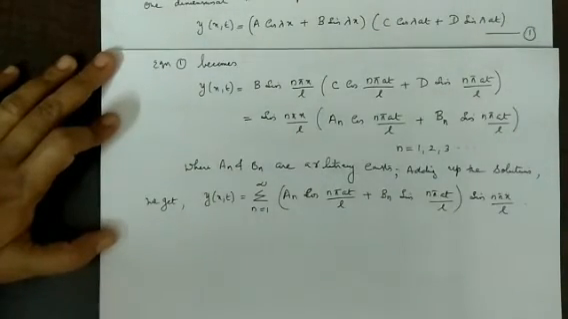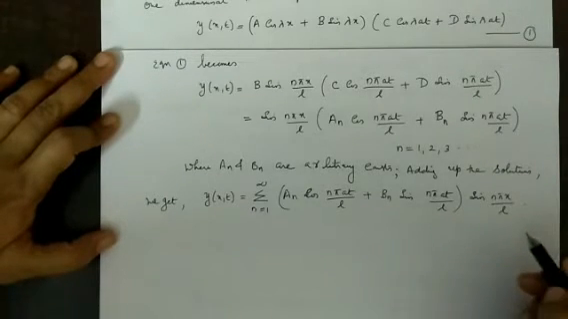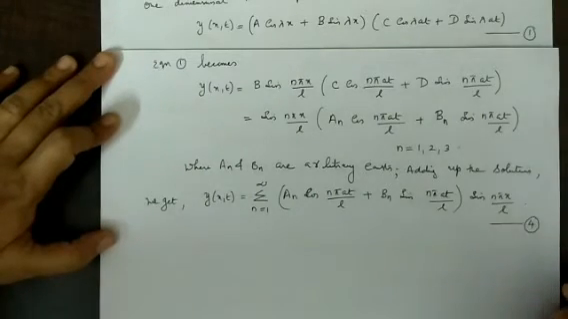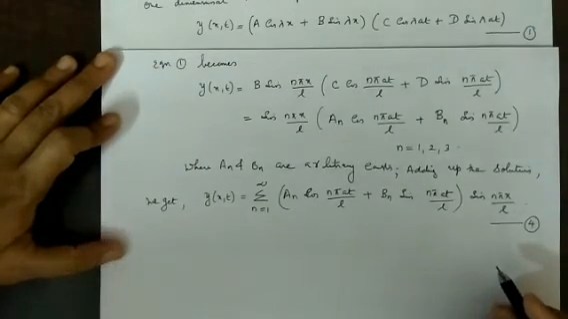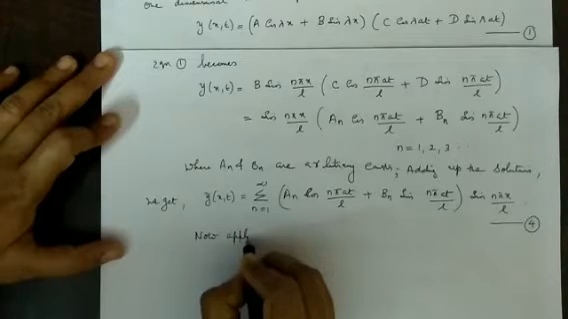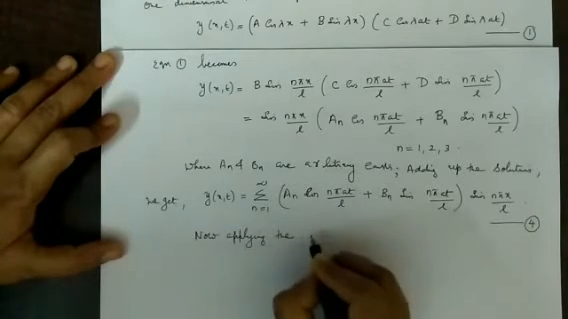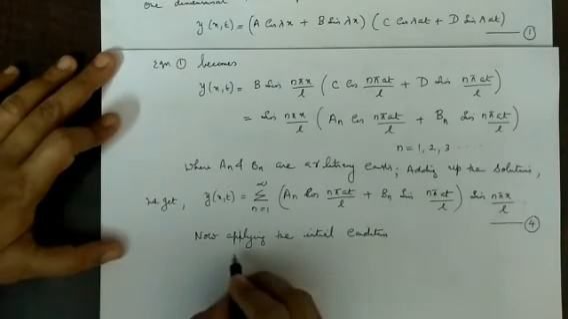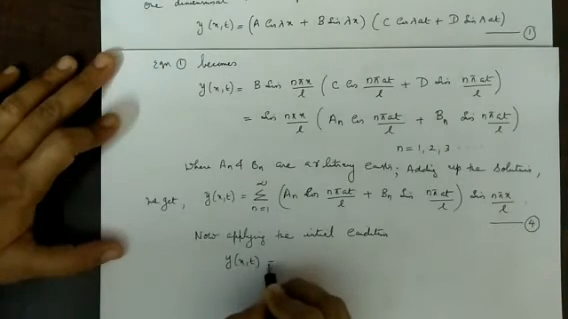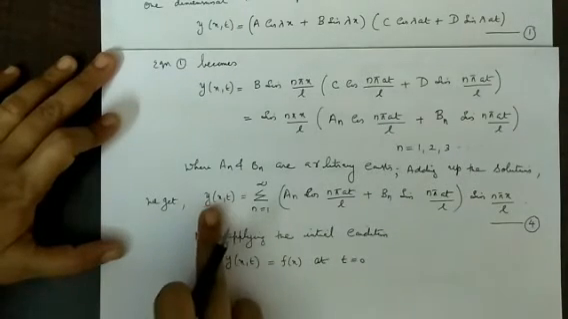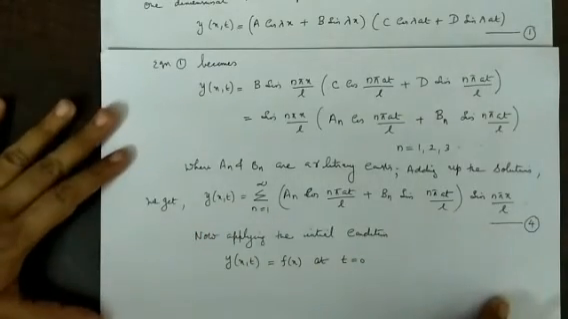Put this as equation number 4. Now we can apply the initial conditions one by one. The first initial condition is y of x,t equal to f of x at time t equal to 0. Therefore, in this equation we put t equal to 0 and write y of x,t as f of x.